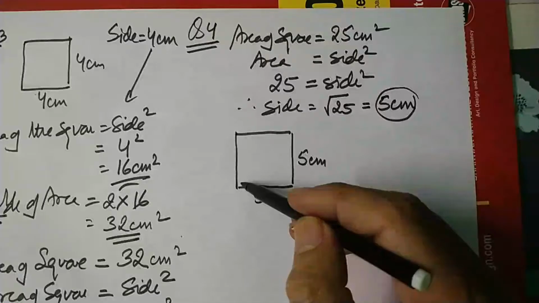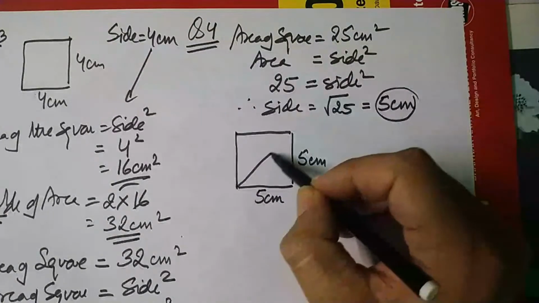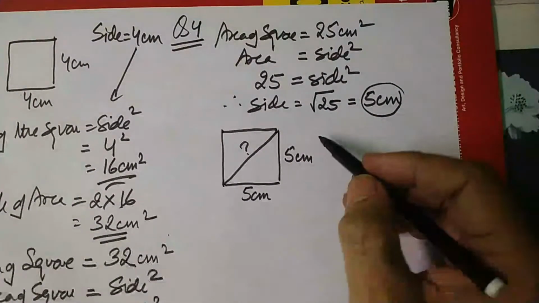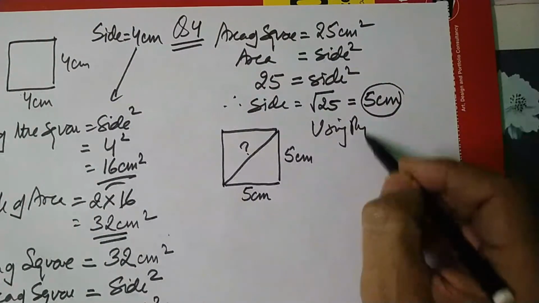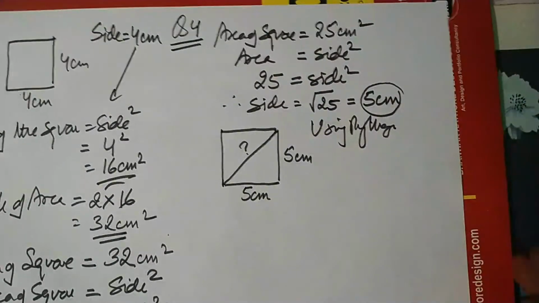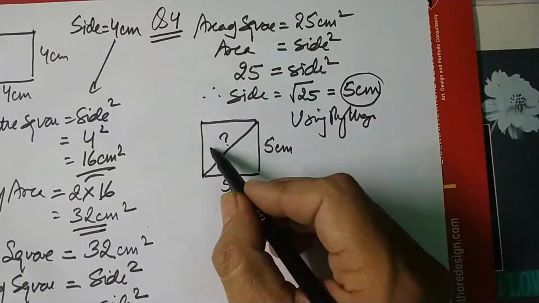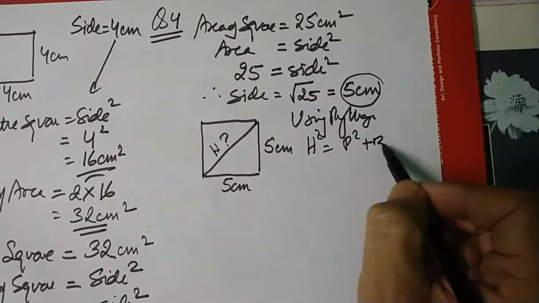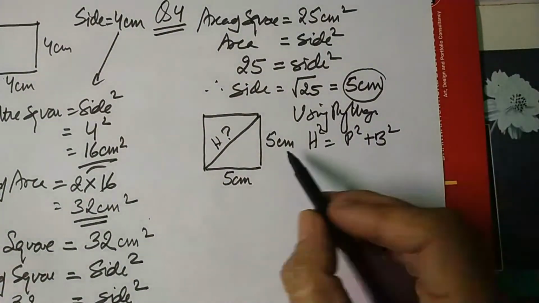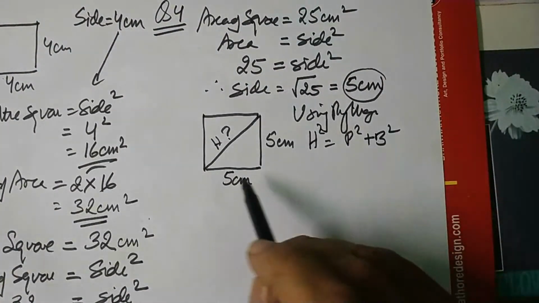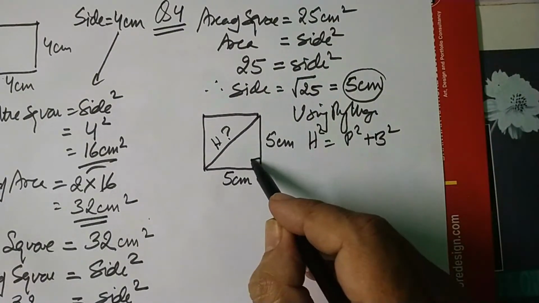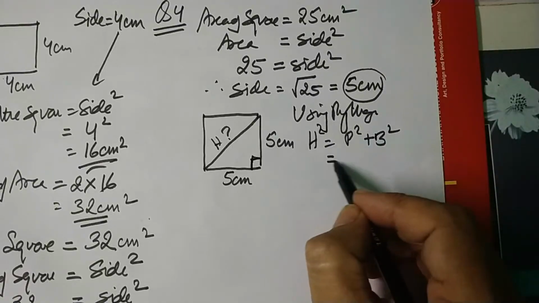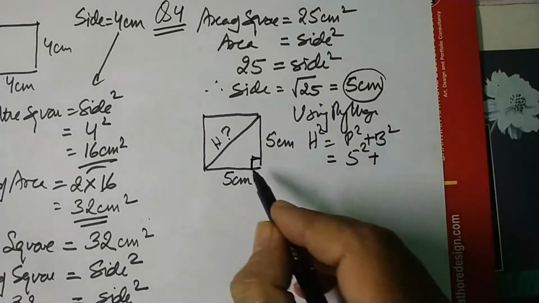Now this side, you have to find the diagonal. So how will you find this diagonal? Using Pythagoras theorem. So what is this? This is H. So I will find H square is equal to P square plus B square. What is H? H is not given. P and B are both given because this is 90. So P is 5, B is also 5.